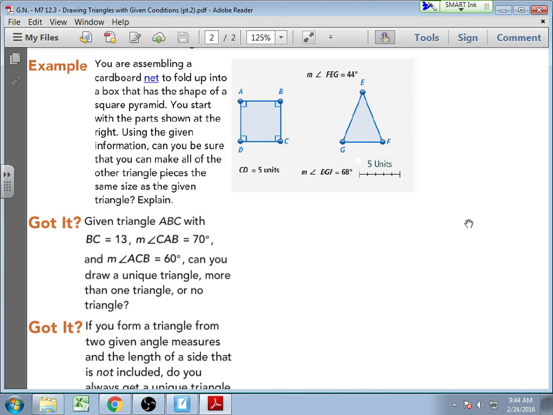So we're assembling a cardboard net to fold up into a box that has the shape of a square pyramid. What makes a pyramid square? What part of it has to be square? The bottom, right? So the Egyptian pyramids, are those square pyramids? Yeah, because they have 4 sides as they go up. They have 4 edges at the bottom. They're square at the bottom.